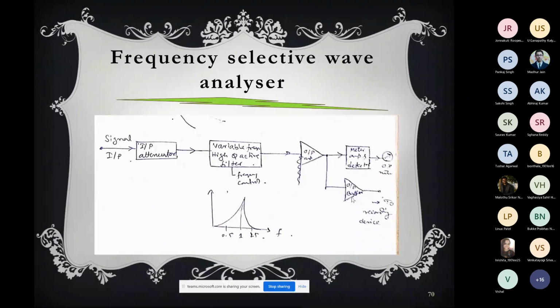Now there is another instrument which is called the frequency selective wave analyzer. This instrument is also available in the market to buy. So let's read the heading: frequency selective wave analyzer. Basically it is a wave analyzer. What is a wave analyzer? Suppose I ask you a few questions: suppose you have a time domain signal, A sine omega t, a sinusoidal signal. Which domain am I describing? Time domain. How can it be described in the frequency domain? None of you answer it.